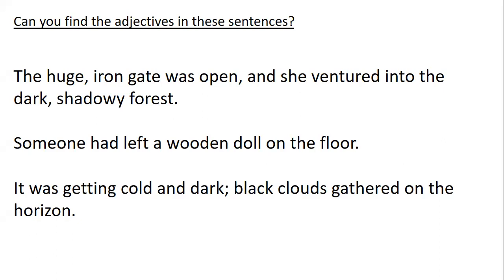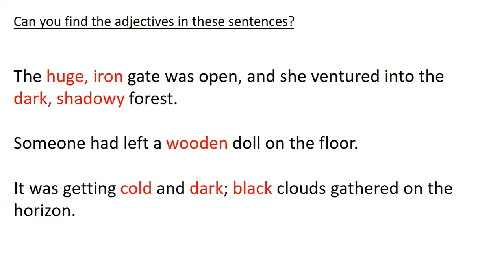Okay, so there's different amounts in each one. So the first sentence there, huge and iron are both adjectives. They're describing the gate. And then dark and shadowy are both adjectives. They're describing the forest. Second one's only got one adjective in, wooden. That's describing the doll. And then the last one is cold and dark. That's describing the pronoun it, really. It's describing how it was getting, cold and dark. And then black is describing the clouds. So they are your adjectives in those. Hopefully you found all of those.